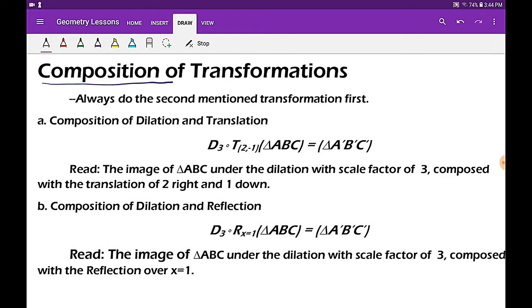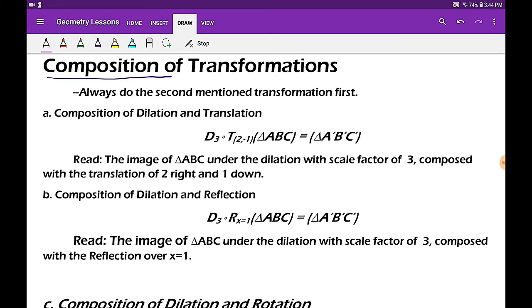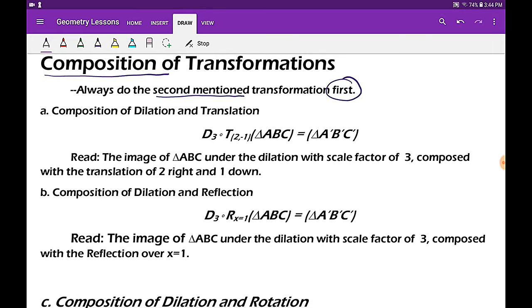Now let's look at some compositions, most importantly the compositions of transformations that you will use to prove that two figures are similar. Remember, in a composition of transformations, when we actually perform the composed transformation, we always do the second mentioned transformation first, kind of backwards. I will show you what it means. One kind of composed transformation is the composition of dilation and translation. How do we write it?